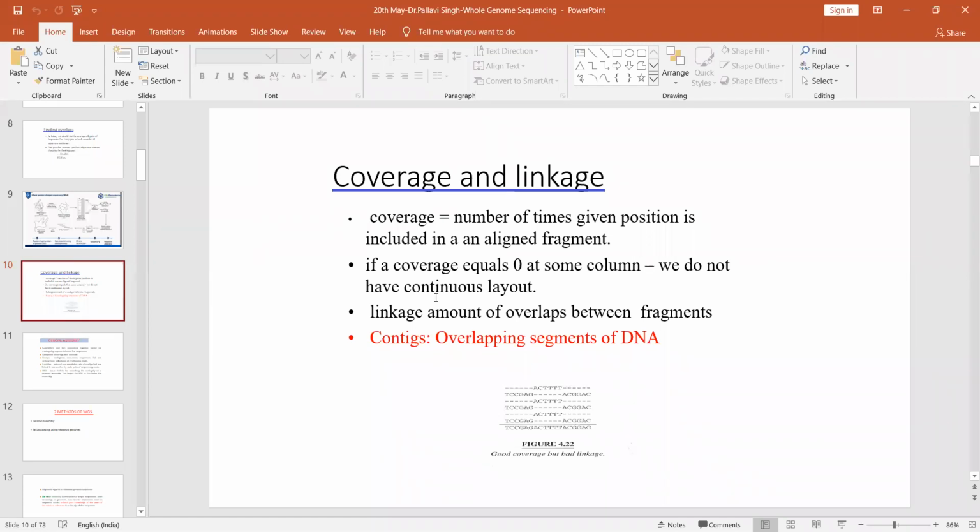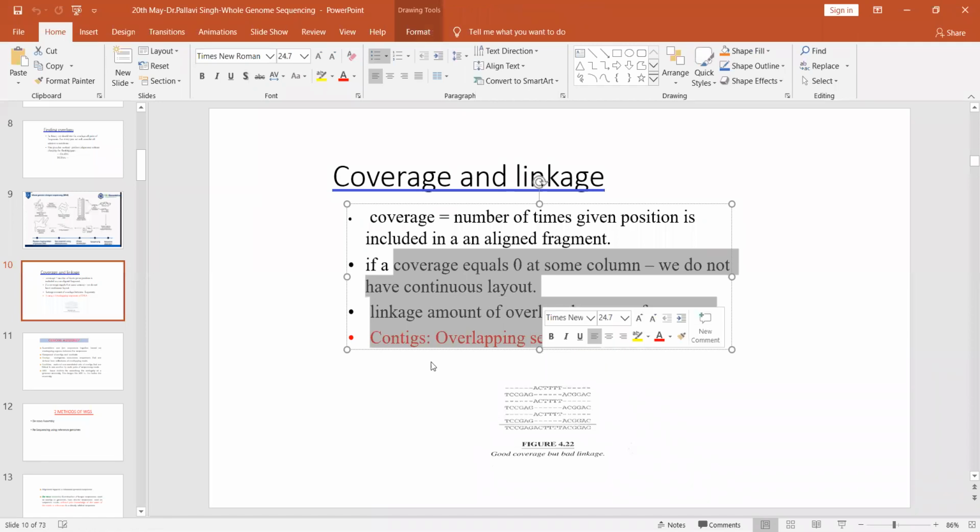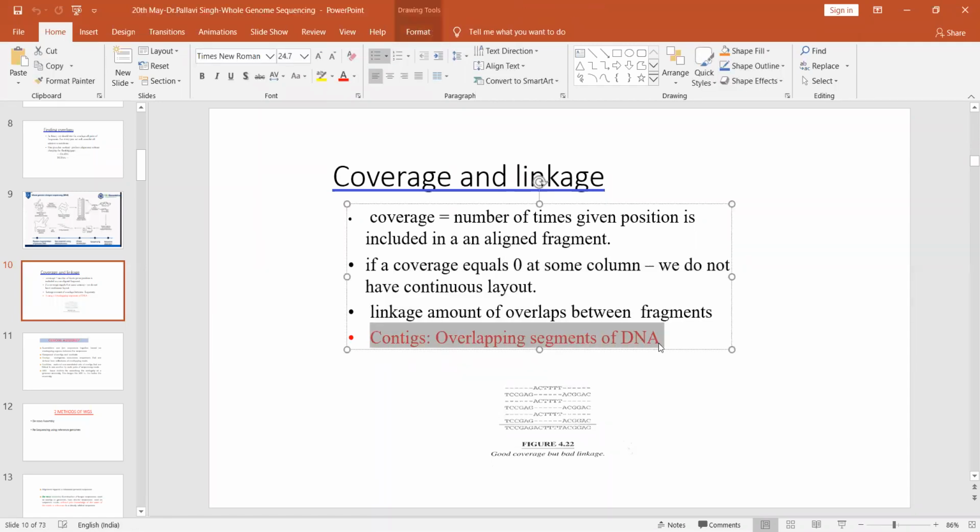And the quality of contigs. This term, contigs, means overlapping segments of DNA. Contigs are very important because we also call this technique contig mapping. So the number of overlapping segments and their size, how many contigs should be generated to sequence one DNA and what the contig size should be, is one of the main parameters for whole genome sequencing. And if the coverage value comes out as 0, that means we have not covered a particular position in the alignment. We have missed it. So this coverage should never be 0.